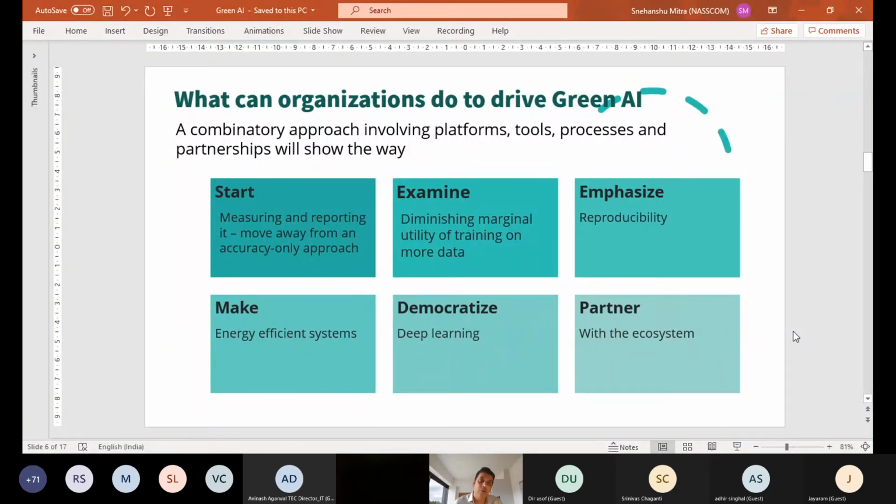It is also important for you to look at the incremental benefits of training your model on additional data. And if the benefits are significant, go ahead with that. But if it is not so, then maybe you should pause and reflect on what you're doing.